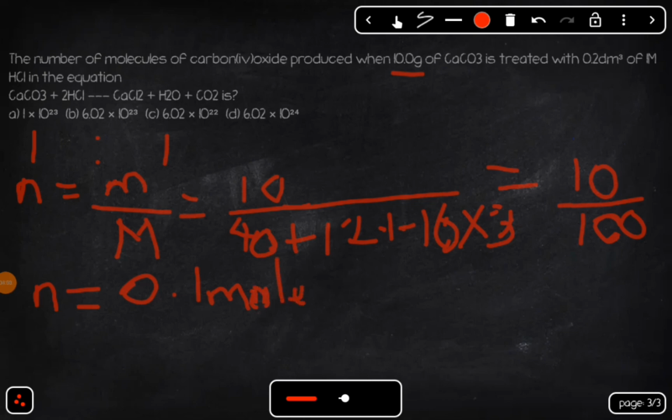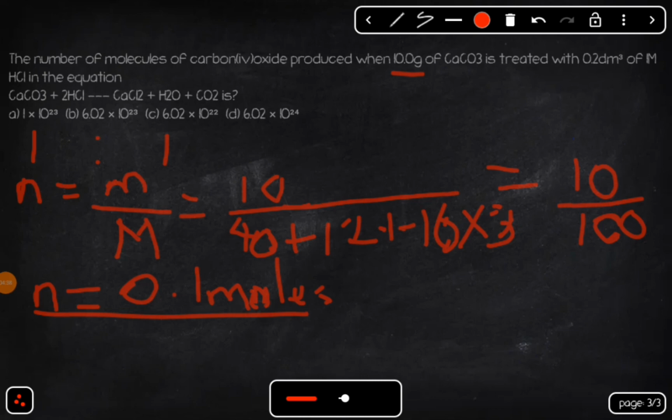CaCO3 according to the mass they give us there. So since our number of moles is equal to 0.1, our number of moles of CO2 will also be 0.1. Why? Because the mole ratio according to this equation is 1:1. So anything I have for calcium carbonate, I also have for CO2 in terms of the number of moles. So the number of moles of CO2 is also equal to 0.1 mole according to the equation they gave us.